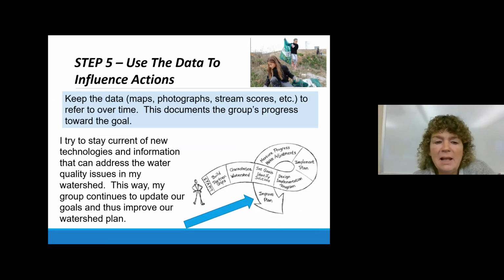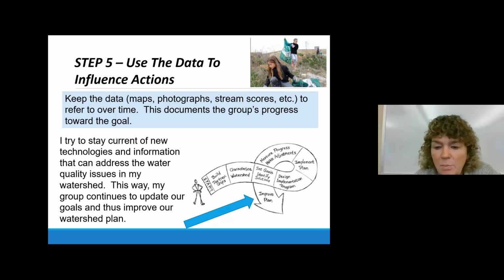So just remember step 5, you need to do something, right? You keep all this data, the maps, the photographs, the stream scores, and everything. You're going to have this piled up, and you're going to watch as your group progresses towards the goals you have designed in this plan. But you need to look at improving the plan over time as you do things in the watershed.